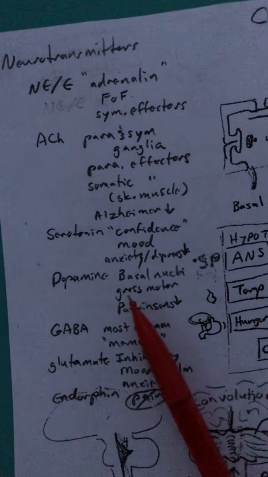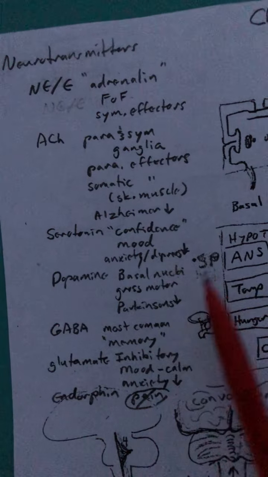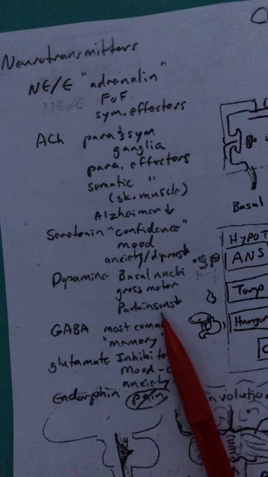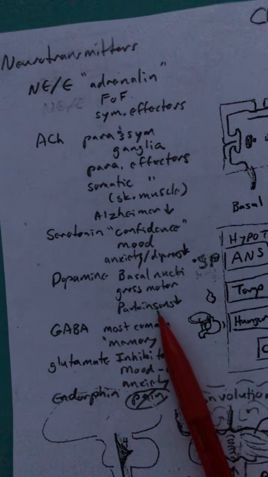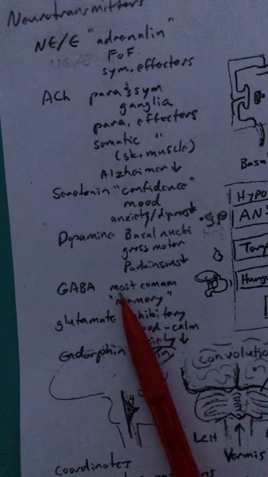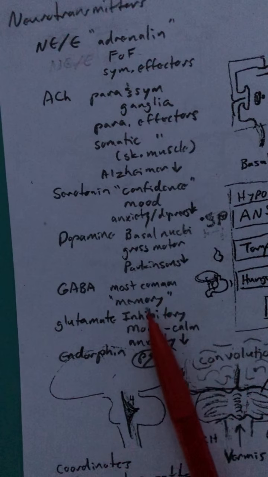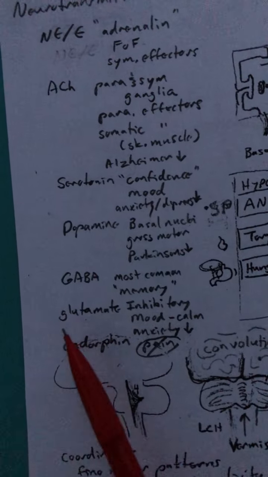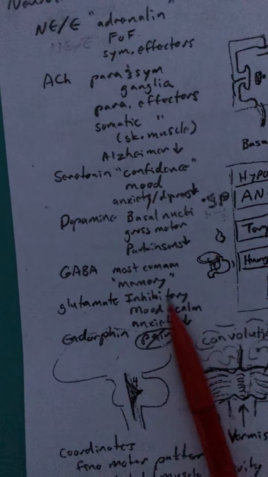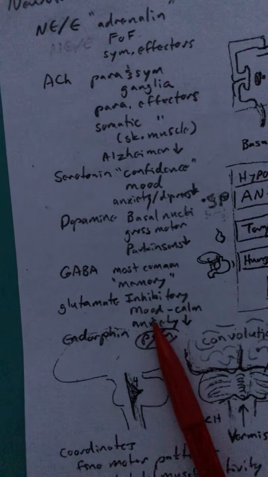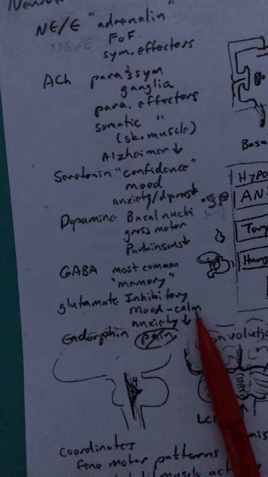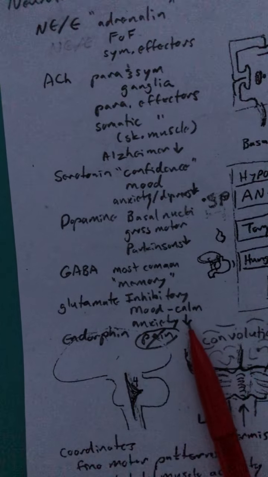Dopamine, as I mentioned before, is found in large amounts in the basal nuclei, which is associated with gross motor activity, and a lack of dopamine in that region might be associated with Parkinson's disease. GABA is the most common neurotransmitter inside the brain, commonly associated with memory functions. Glutamate is an inhibitory neurotransmitter, and it, just like serotonin, is involved in mood and a sense of calm. And a lack of glutamine may lead to a sense of depression.